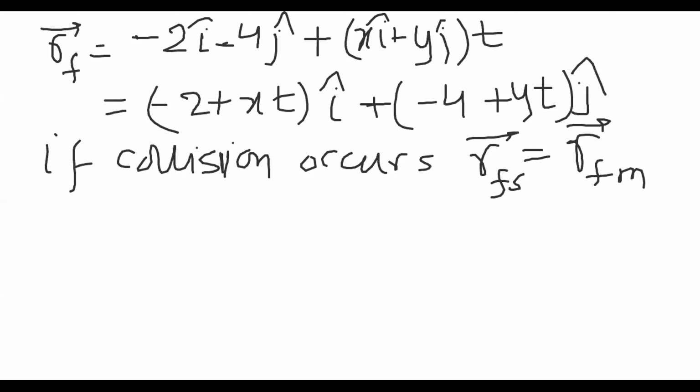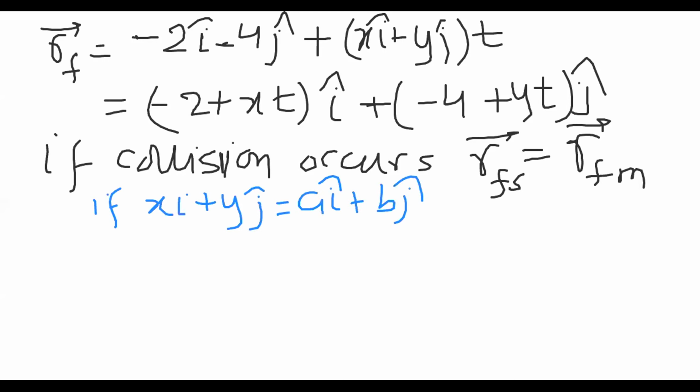And if two vectors are equal, we write it here. So if we have something like x i cap plus y j cap is equal to a i cap plus b j cap, then this implies that x is equal to a, y is equal to b. The coefficients of both must be equal.